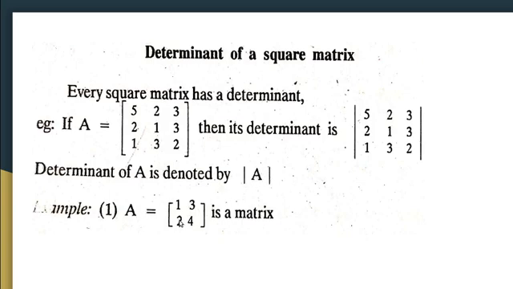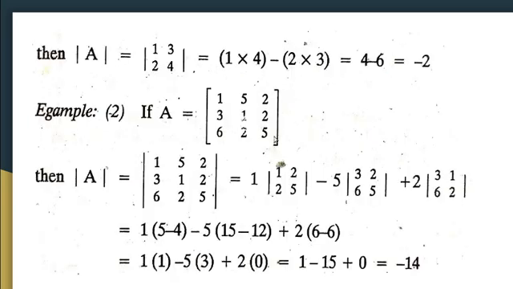For example, for calculating the determinant value of this matrix 1 3 2 4, which is a square matrix, let us see how to find the value. Simply cross multiplying the values and subtracting, we get the determinant value: 1 into 4 minus 3 into 2. So 4 minus 6 equals minus 2.